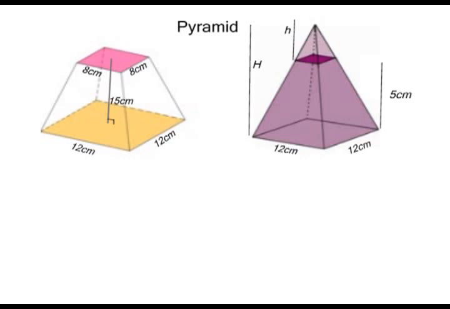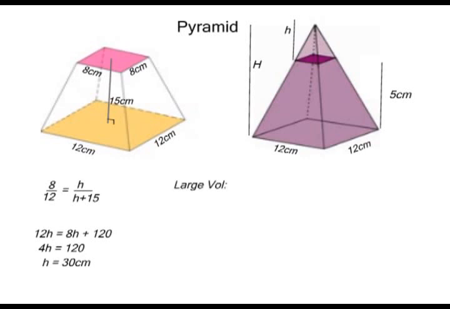And so using similarity concept, 8 over 12 is equal to h over (h plus 15). Cross multiplication, 12h is equal to 8h plus 120. 4h is equal to 120. And therefore h small is equal to 30 centimeters. Therefore it follows that h capital is equal to 30 plus 15, giving us 45 centimeters. We can now calculate the volumes.